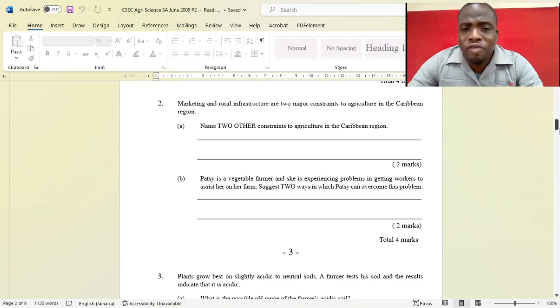We also have climate. It's either we are experiencing a drought or we have too much rain. Drought in the sense that the farmer will have to consider different methods of maybe purchasing water or finding alternative means to get water to his land. In the wet season, you're exposed to flooding, pests and diseases, and you have to deal with soil erosion.